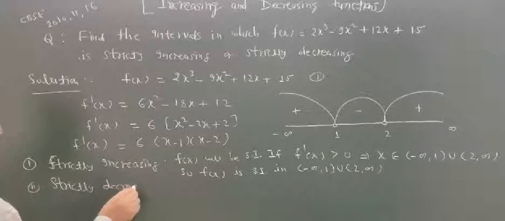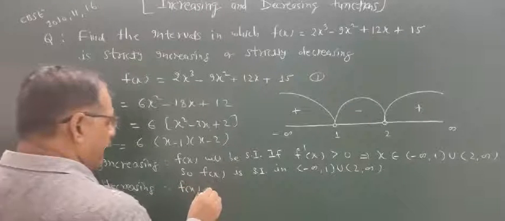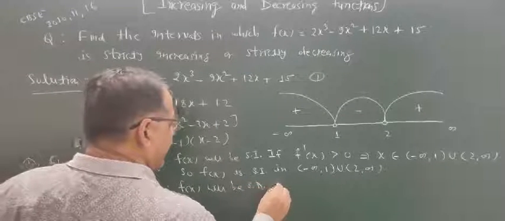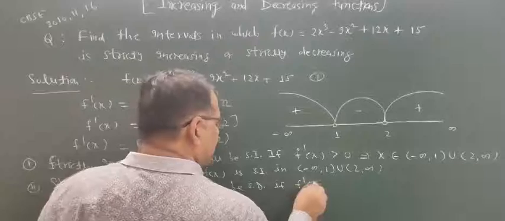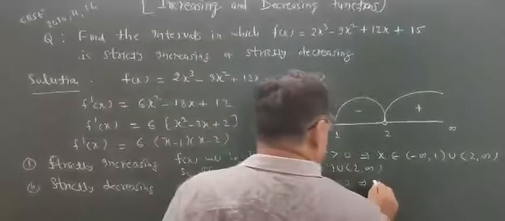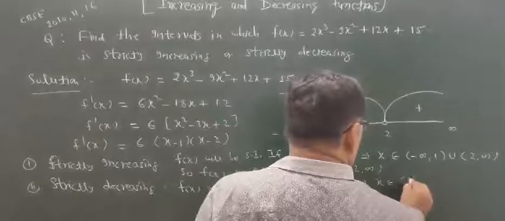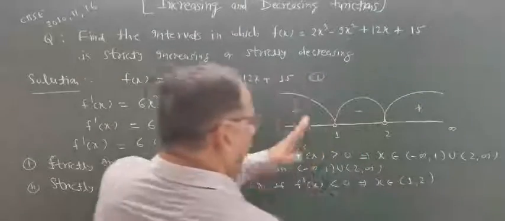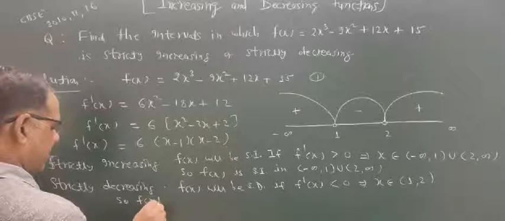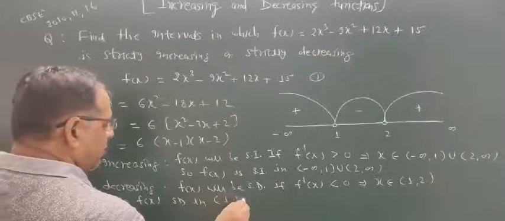Second point now, strictly decreasing. f(x) will be strictly decreasing if f dash x is less than 0. This implies that x belongs to (1, 2). Okay, so f(x) is strictly decreasing in (1, 2). This is the open interval.